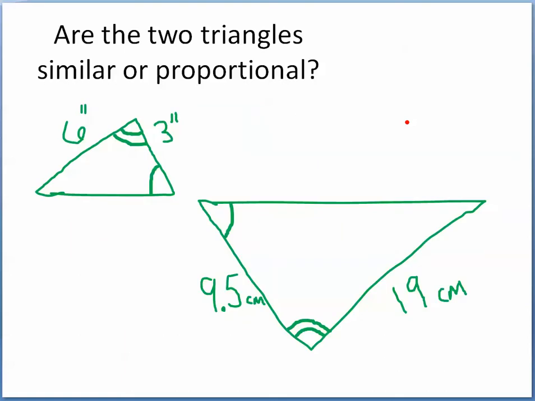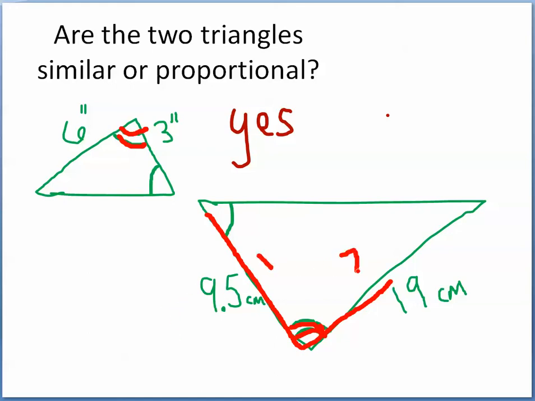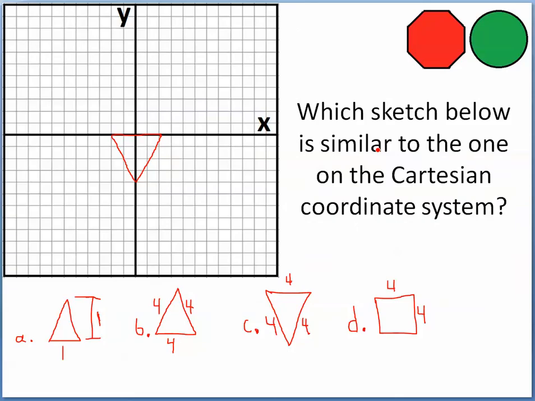Are these two triangles similar or proportional? Well, turns out that yes, they are. We know that this angle here is congruent with this angle here, and we know that the relationship of the length of this side to the length of that side is 1/2 to 1/2. Half of 19 is 9.5, so our relationship here is 1 to 2, and our relationship here is 1 to 2. Inches cancel out. The fact that these are in inches and these are in centimeters isn't a big deal. It's the relationship of the length. And so, yes, these two are similar or proportional.